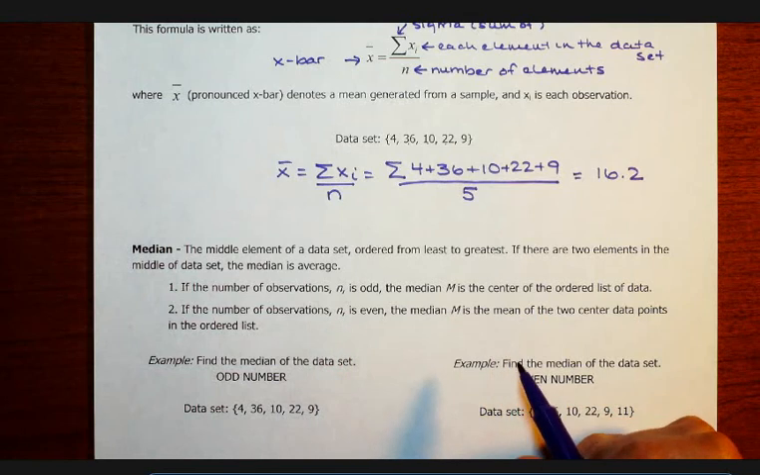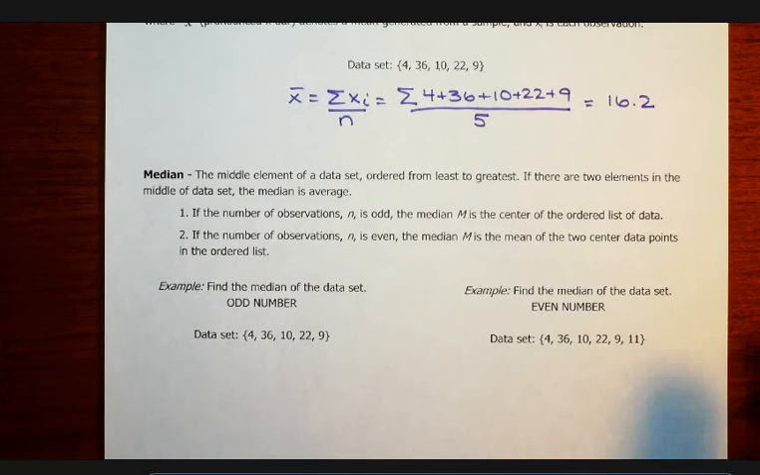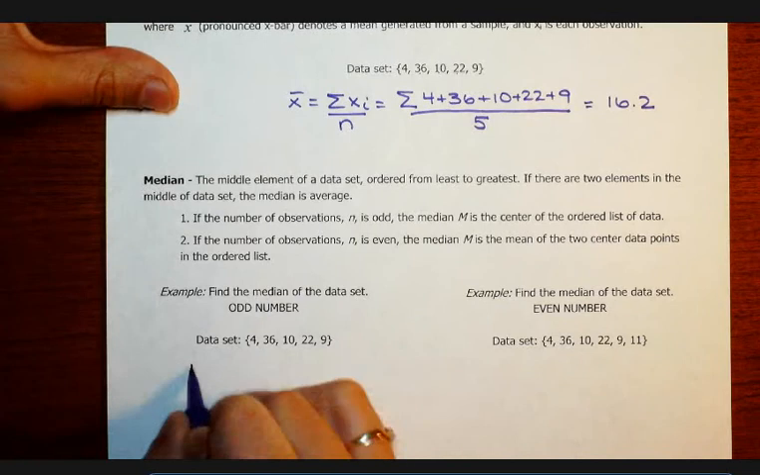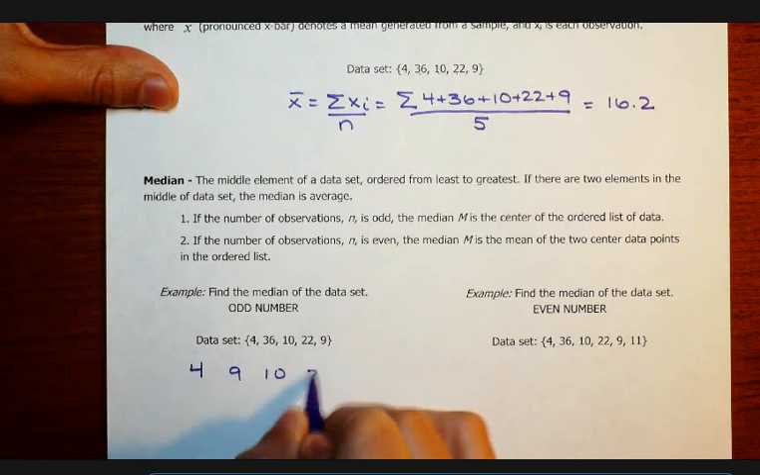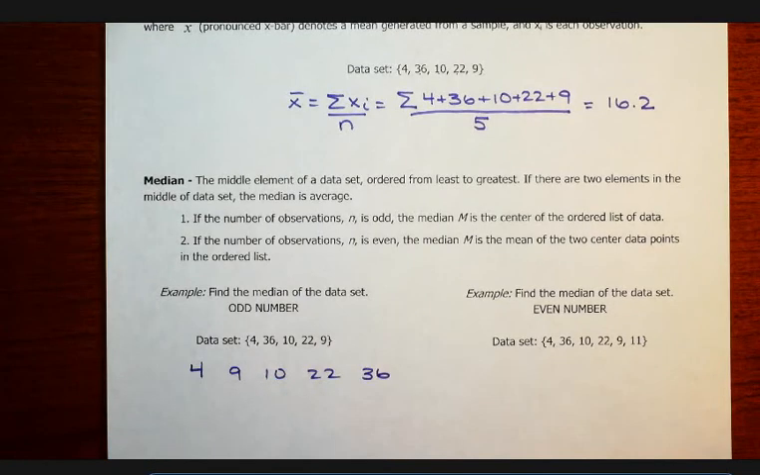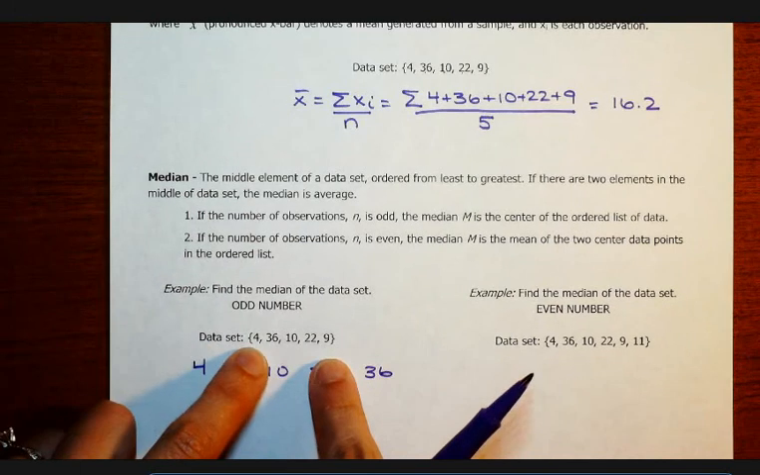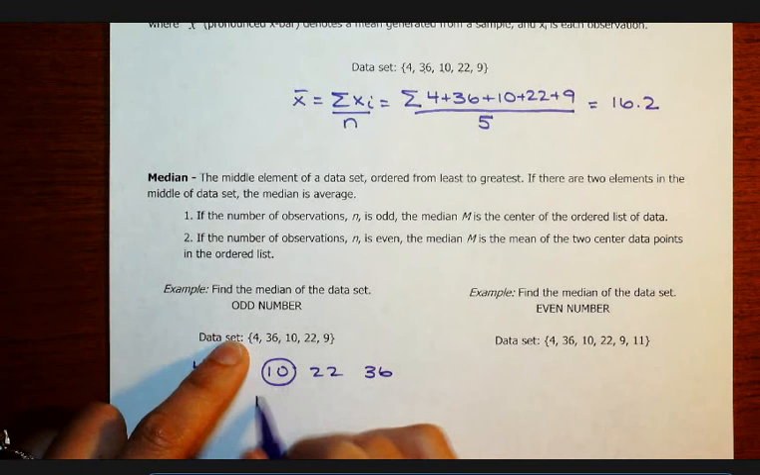So for example, we're working with the same data set. The median is found by ordering them from least to greatest. So we have 4, 9, 10, 22, 36. So starting on the outsides, we work in, and we find out that the median is right here at 10, which we can call M.